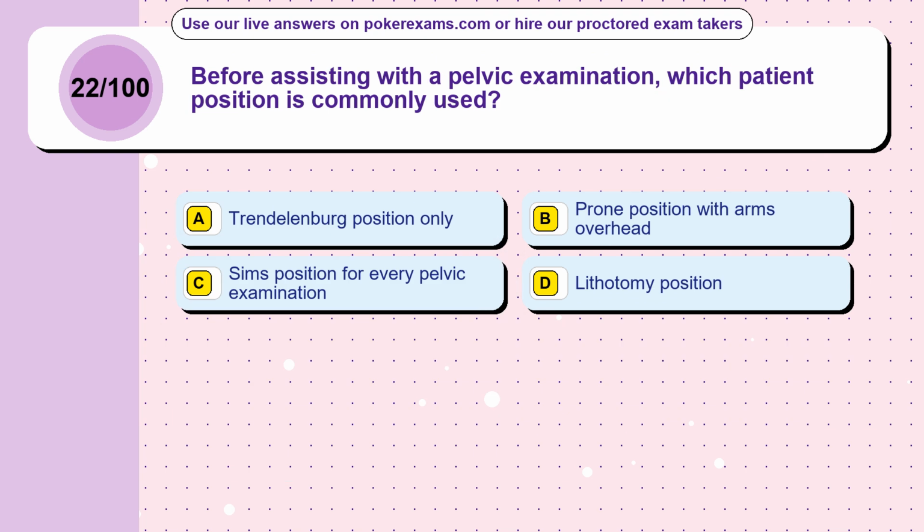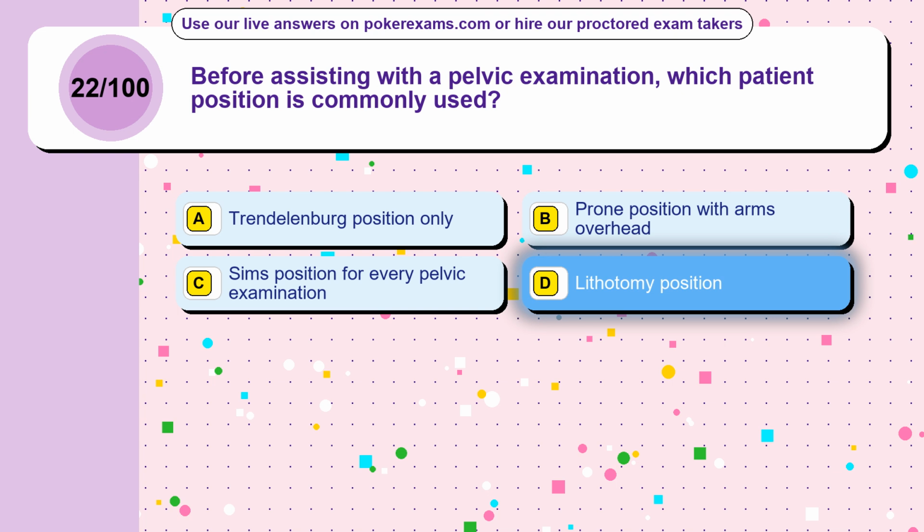Question 22. Before assisting with a pelvic examination, which patient position is commonly used? Option A. Trendelenburg position only. Option B. Prone position with arms overhead. Option C. Sims position for every pelvic examination. Option D. Lithotomy position. The correct answer is option D.